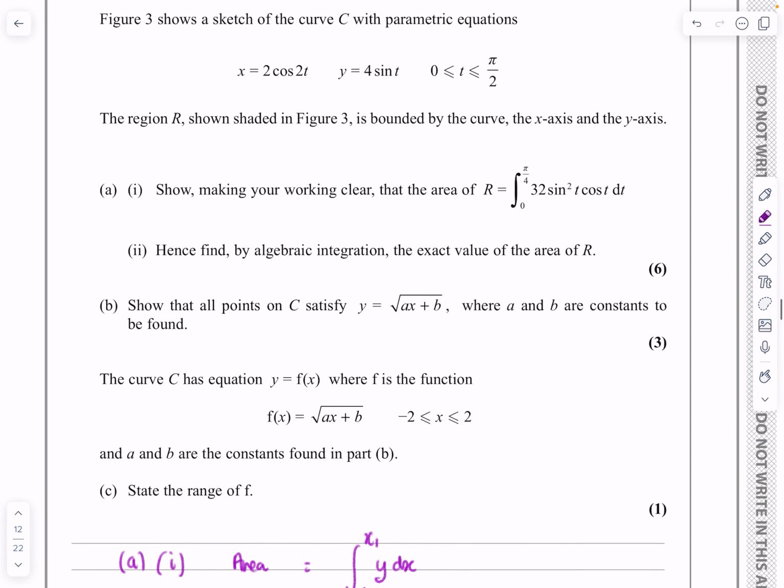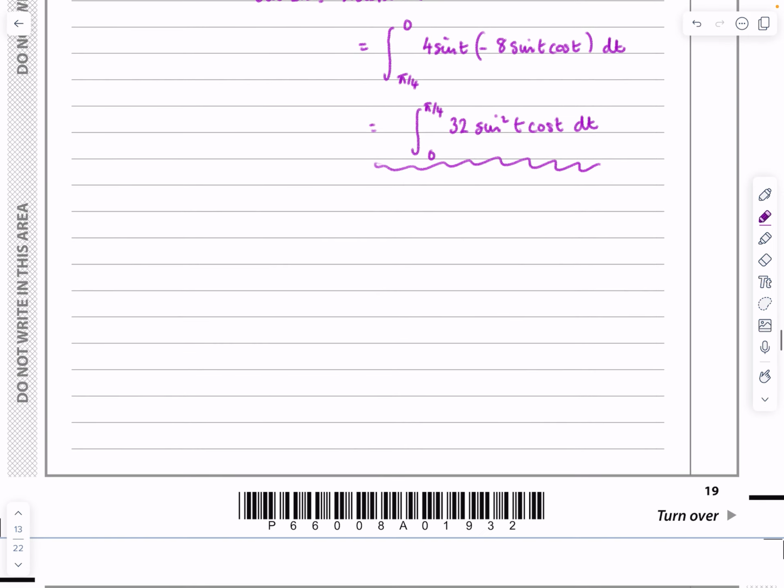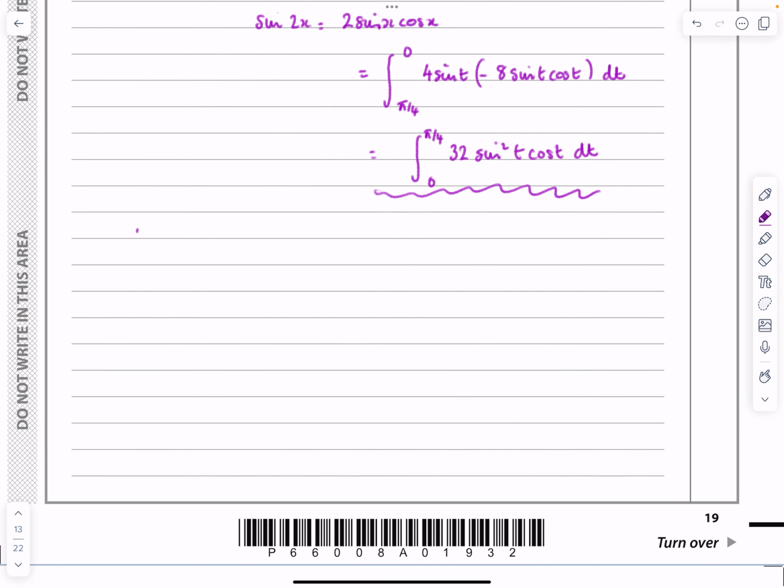A part 2, can we now actually do this? Can we now actually integrate it to find what the integral of that's going to be? So what we've got for the integral, I've got the integral between pi over 4 and 0 of 32 sine squared t cos t dt.